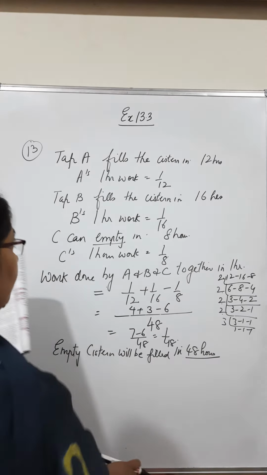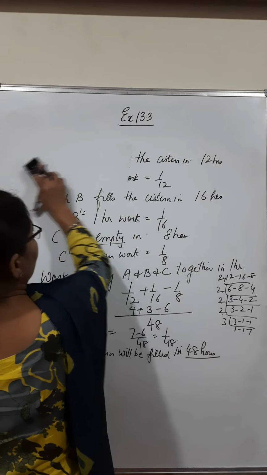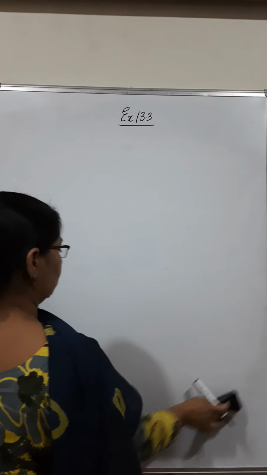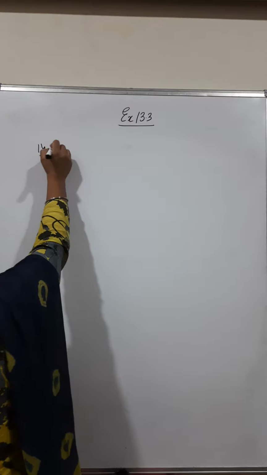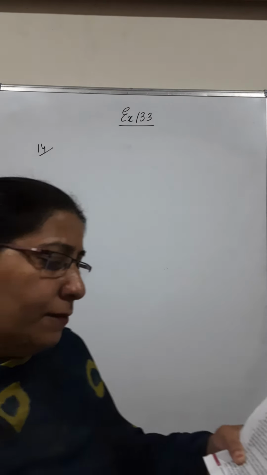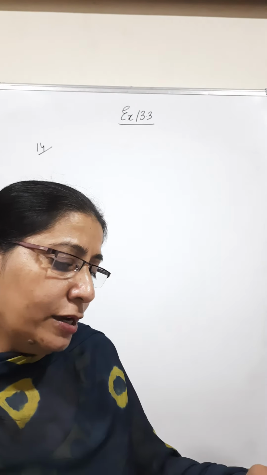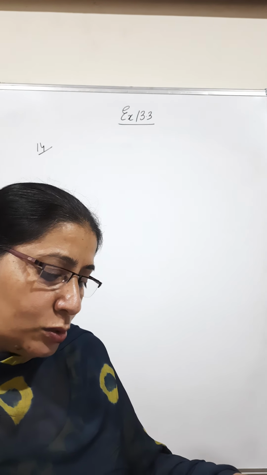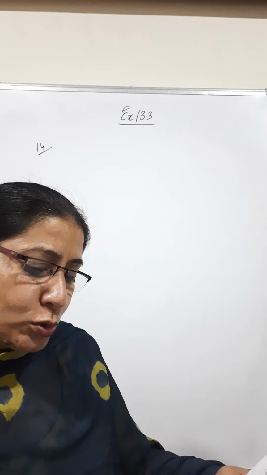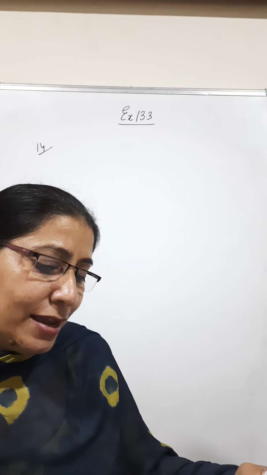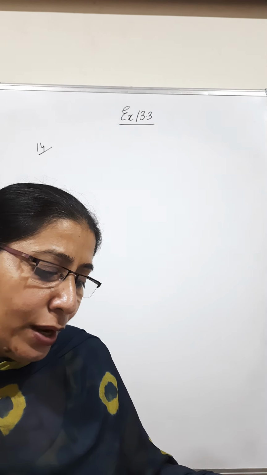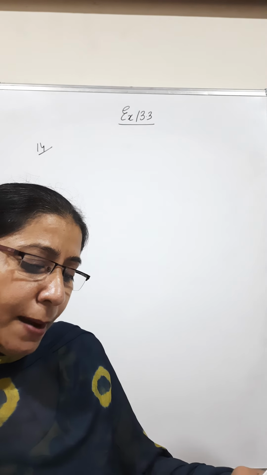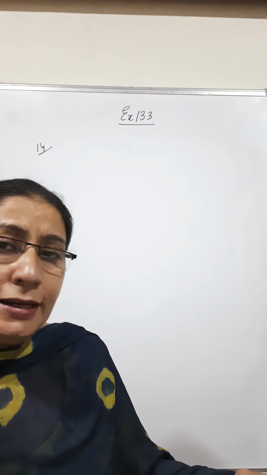Last question, number 14, beta. So what is happening? A can fill in 9 hours and due to leakage the cistern is just full in 10 hours. So A, the pipe, fills it in 9 hours but due to leakage it fills in 10 hours. When the cistern is full, in how much time will it be emptied by the leakage?